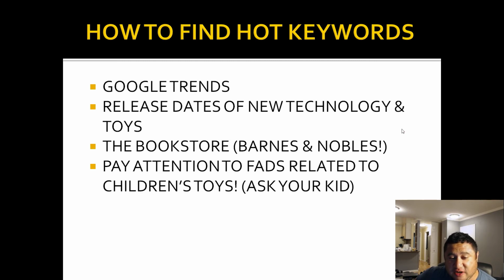But pay attention to fads related to children's toys, whether it's something that you can track, research, and identify over the internet, on YouTube videos. Maybe you have a kid. Ask your kid, hey, what's hot this year? What's going to be hot next year? Maybe they can give you insight and give you ideas for keywords. Because this all really boils down to coming up with good ideas and evaluating them on Amazon about their viability. But first, you need to have that funnel of ideas built up.